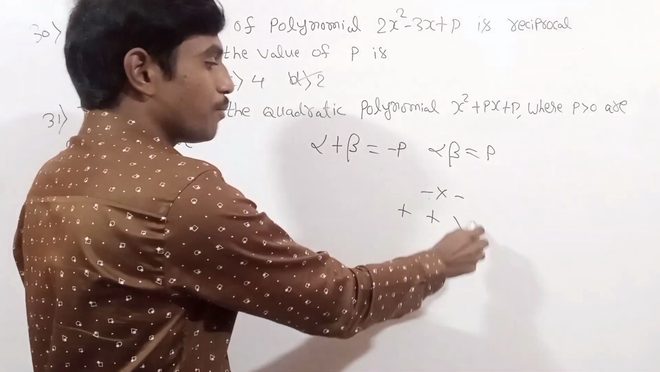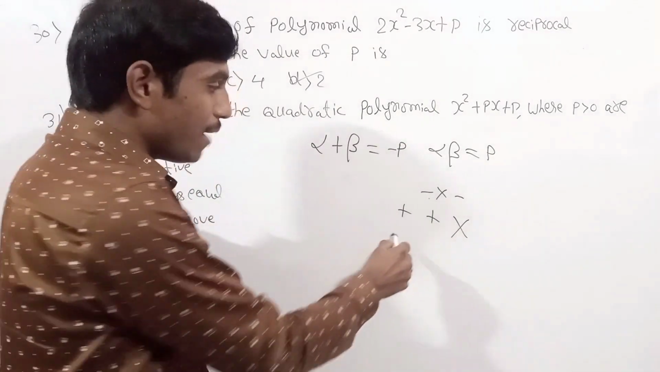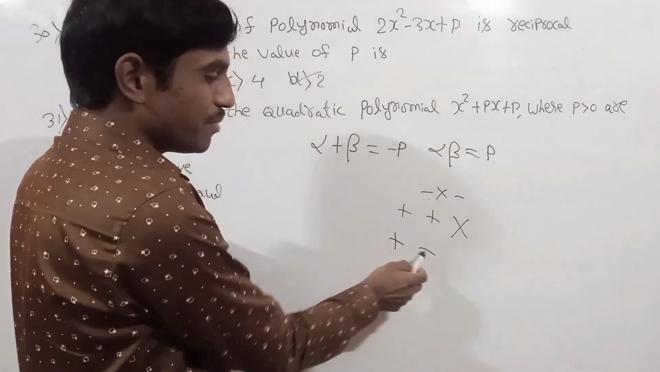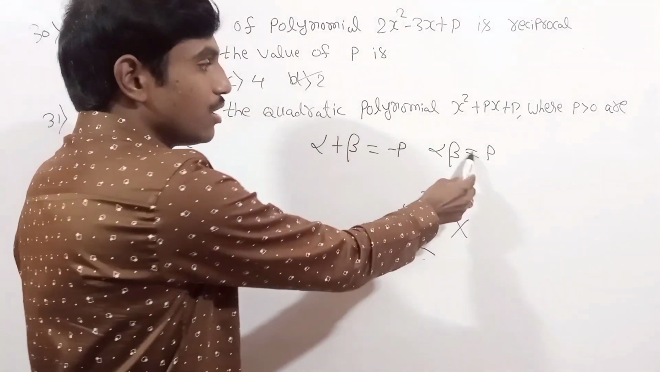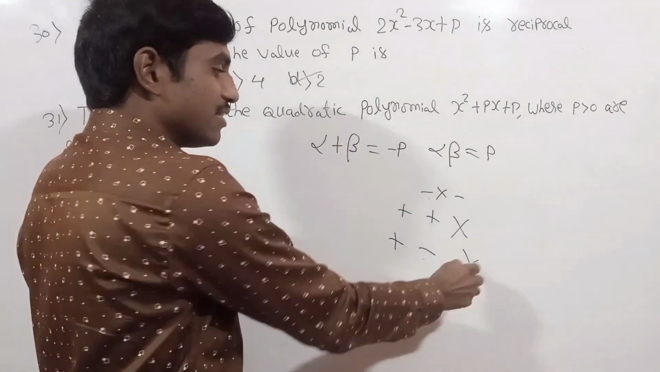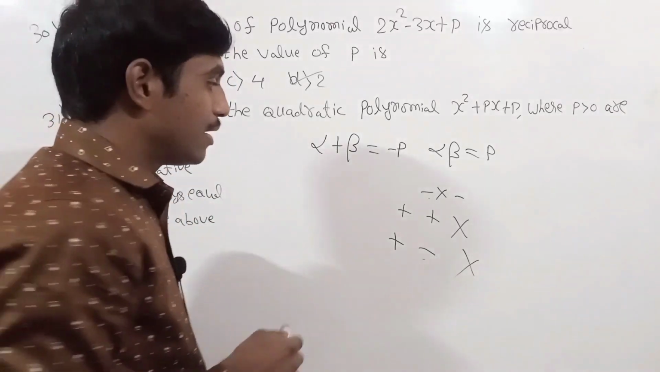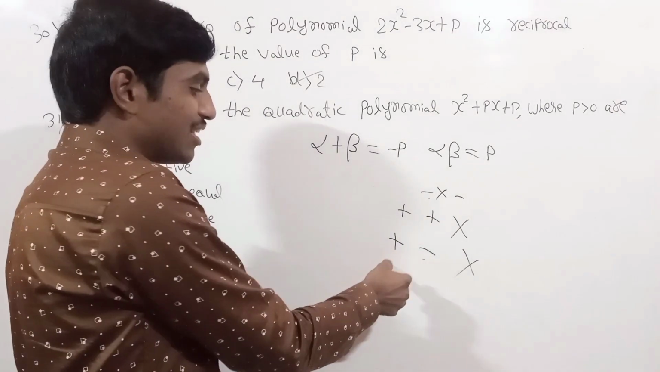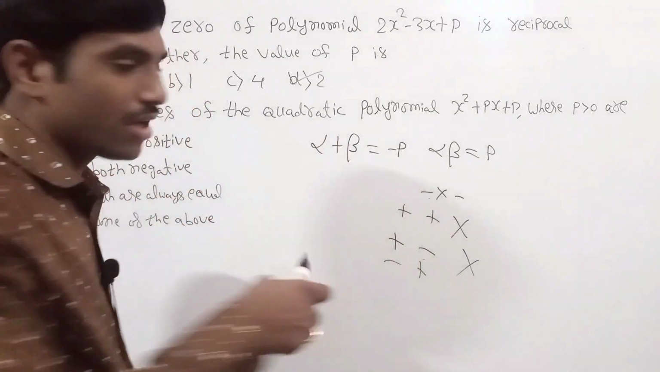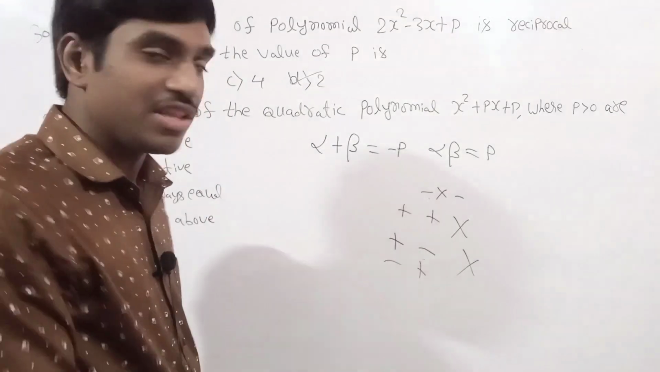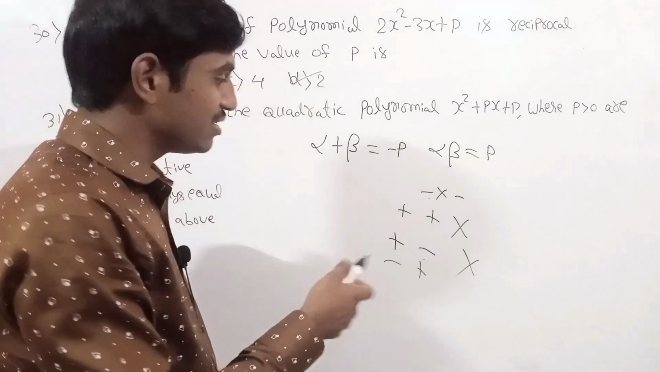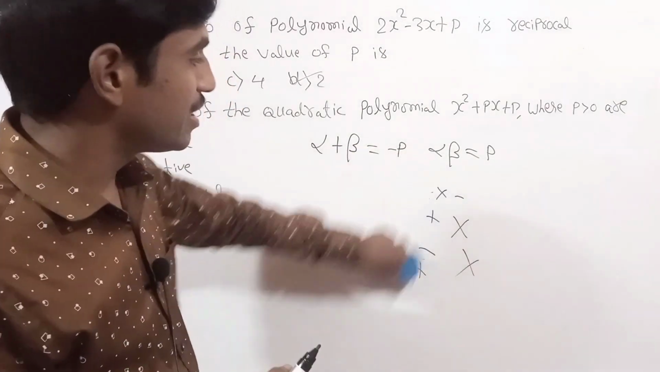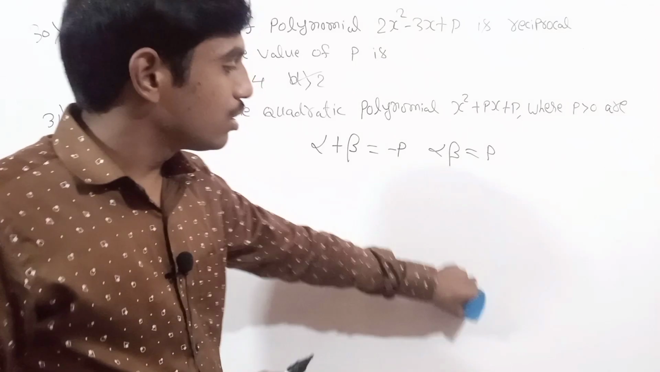So alpha plus beta will not be negative. That means this is not possible. If you take one positive and one negative, then if you multiply, you get a negative number. Here it is a positive number, so this is also not possible. The other option is minus, plus. Again, when you multiply a negative number with a positive number, you will get a negative number. This is also not possible. So the only possibility is when both are negative.